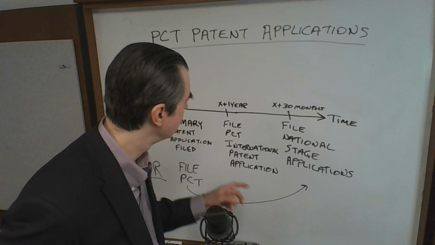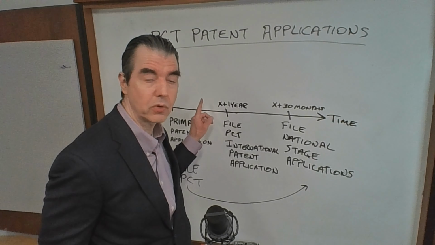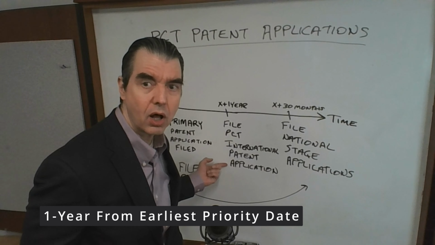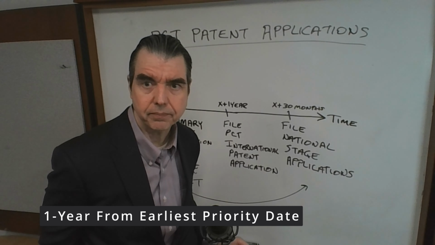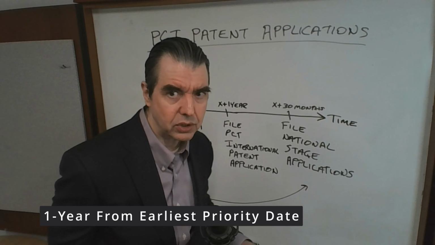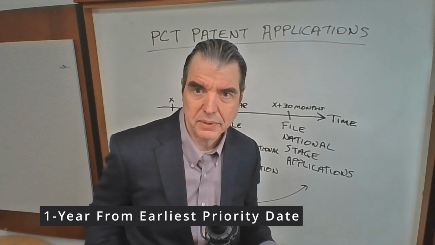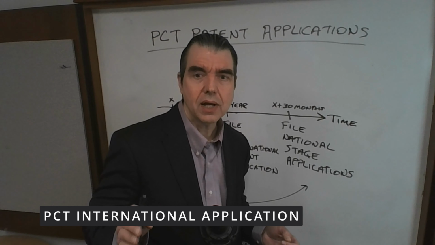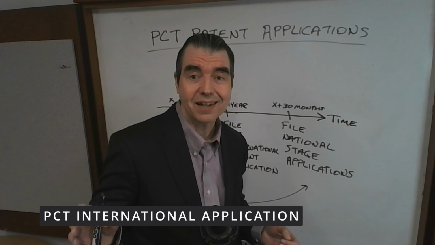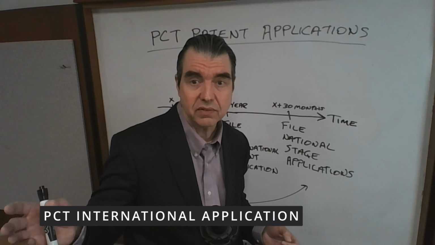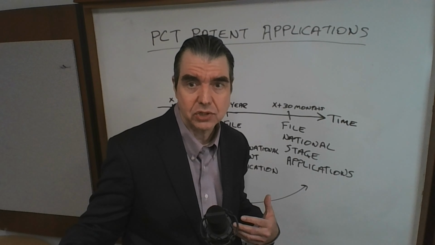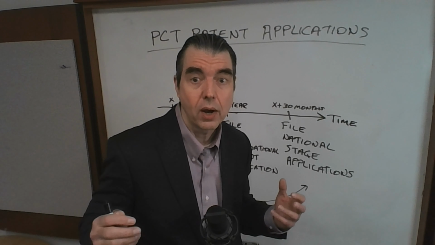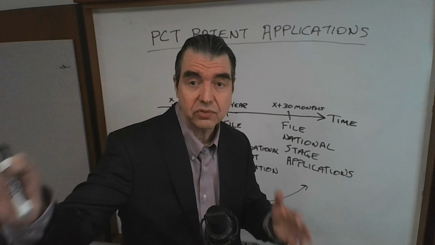In that case, you then have 1 year, so X plus 1 year, to file a PCT, what's called an international patent application. So the PCT International Application gets filed in what's called a PCT receiving office. Now, if you're in the United States, the United States Patent and Trademark Office acts as the United States receiving office for PCT applications. And so you can file your PCT application in the USPTO as the United States PCT receiving office.